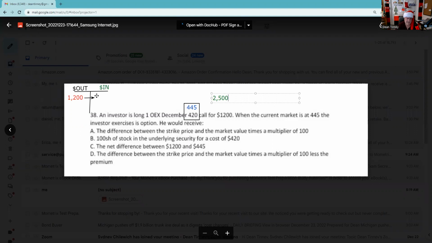Now, he didn't ask in this question what is the gain or loss. He asked what you would receive. That's a different question. If you ask gain or loss, you'd net those two numbers and tell me this is a $1,300 gain. It wasn't the question. The question is, what are you going to receive? And what you're going to receive is the difference between the strike price, 420, and the market value, 445, times 100, the multiplier. So the answer to this question is A.